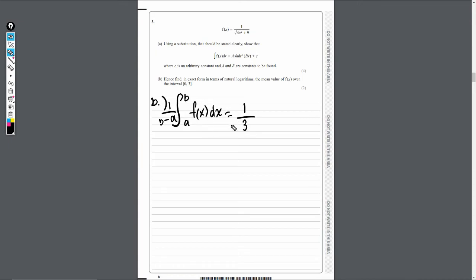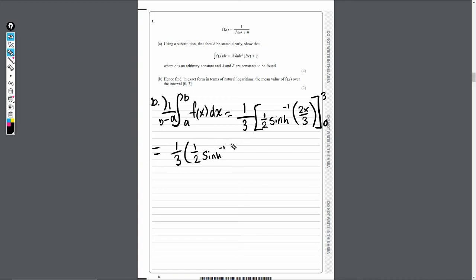In here now, we've got f of x. We've expressed it in this form. So it's the very last line that I just wrote, so it's going to be a third of a half hyperbolic sine inverse of 2x over 3. And I'm doing this again between the limits, 3 to 0. And now we just got to evaluate this for the last mark. So this is going to be a third of a half of hyperbolic sine inverse.